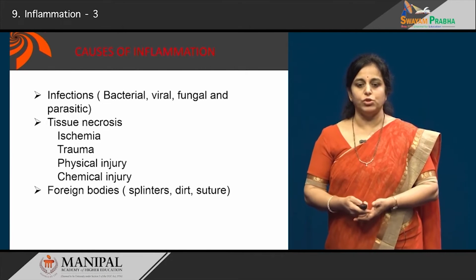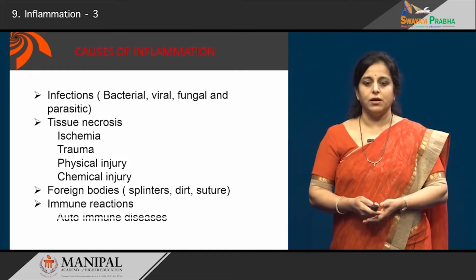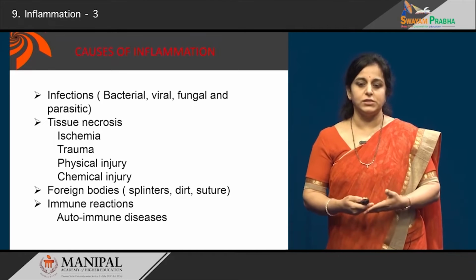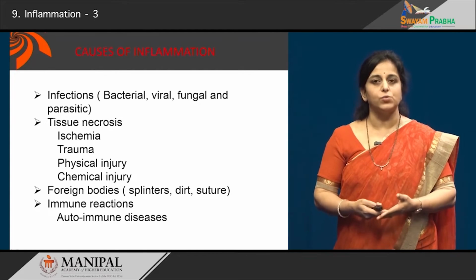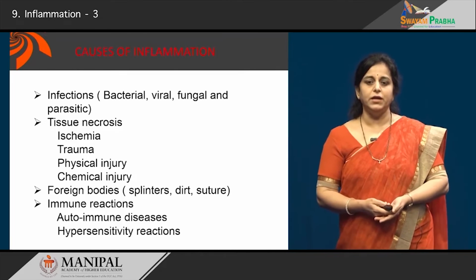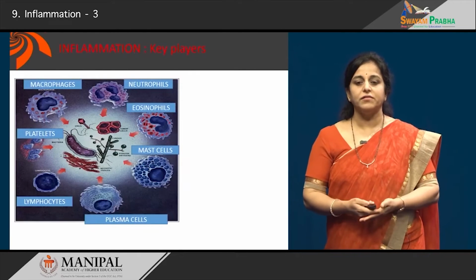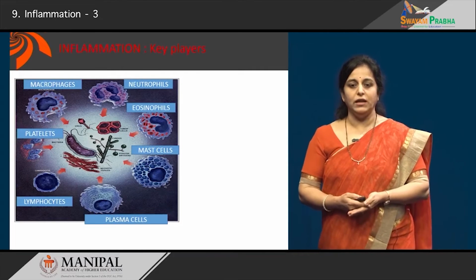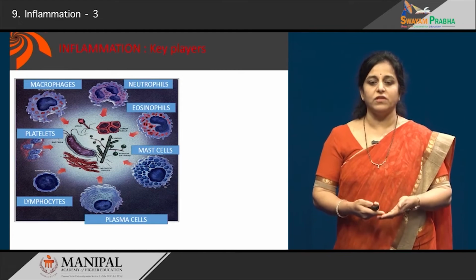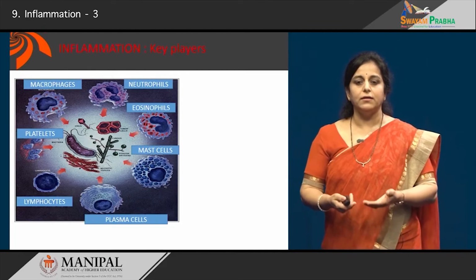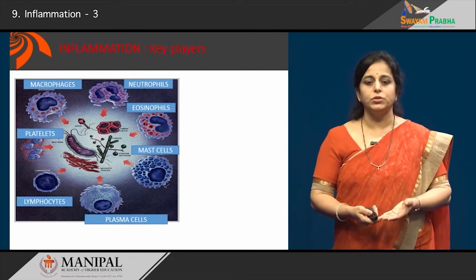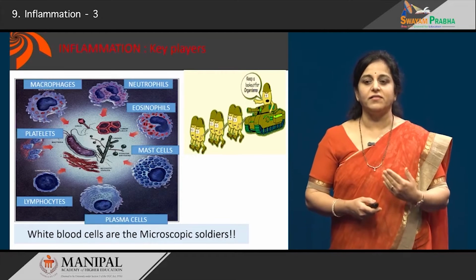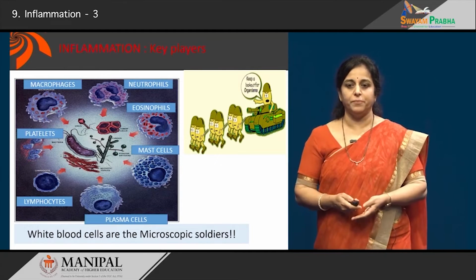Any entry of foreign bodies into the body, immune reactions, for example, autoimmune diseases. In this condition, the body recognizes self antigens as foreign and there is inflammation against one's own cells. Also hypersensitivity reactions. These are the key players that play a role in inflammation. You can see all the different kinds of WBCs that play a role in inflammation to fight against any injurious agent, as you can see here: bacteria, viruses, necrotic tissue, foreign body, etc. So, they are our microscopic soldiers. They are ready to fight against anything foreign that gains entry into our body.